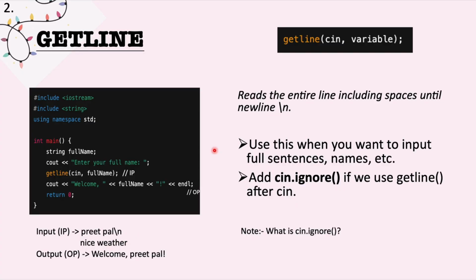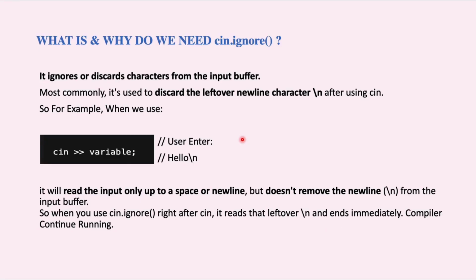Now if we use method 1 to input something and then use another input call, the program will not function properly. So to avoid the problem, we use cin.ignore after using cin. Now let's understand what cin.ignore is and why we need it. cin.ignore is basically used to discard the leftover characters present in the input buffer.